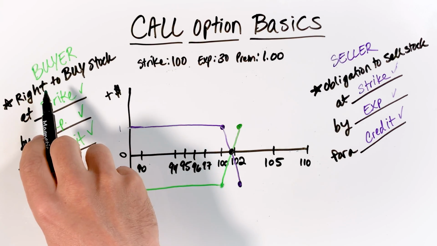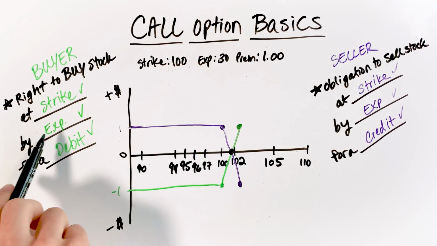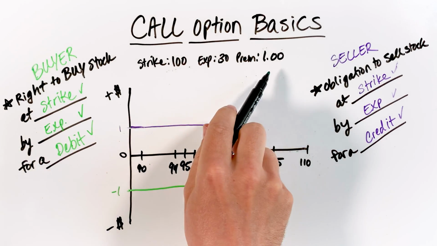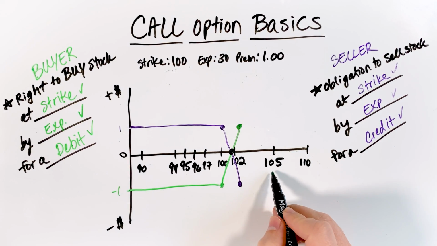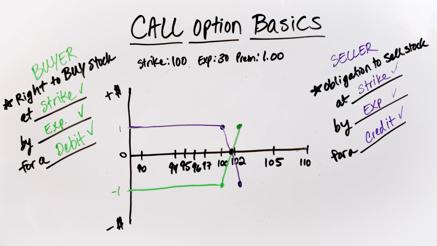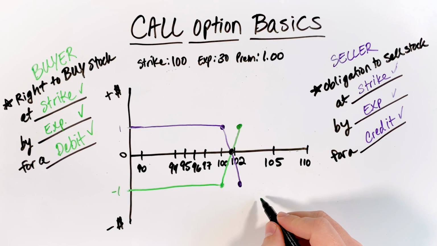If you are the option buyer, remember you have the right to buy stock at a strike price of 100 by expiration, and you paid a debit or premium of $1 to get that right. The seller has the obligation to sell stock at the strike price of 100 by expiration if the buyer chooses, and for the risk they take on, they received a credit up front. Now let's assume the stock closes at 105. Well, if the stock closes at 105, as the option buyer, you would definitely exercise your option contract.